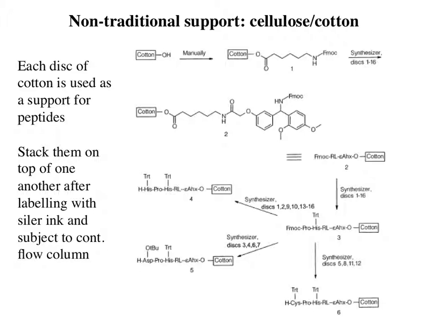Various solid supports can be used. We're going to talk about non-traditional solid supports, such as cellulose or cotton. You can use a disc of cotton as a solid support for peptides, and you can stack them on top of one another after labeling them with ink and then subjecting them to a continuous flow column, which I'll show you in the next slide.